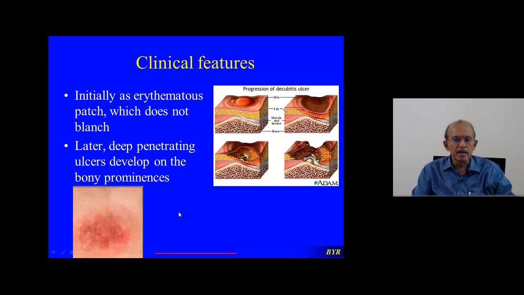Later, deep penetrating ulcers develop on the bony prominences. So this erythematous patch becomes brown, and that brown becomes a scab. The scab gets denuded and that leaves behind an ulcer. And that gradually gets deepened till the bone is exposed.